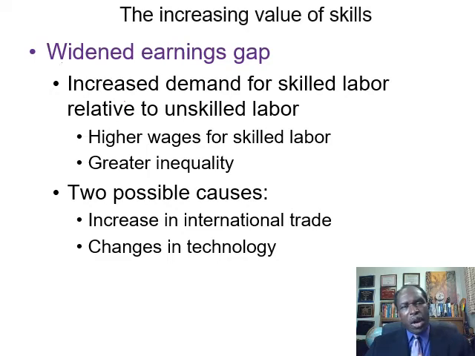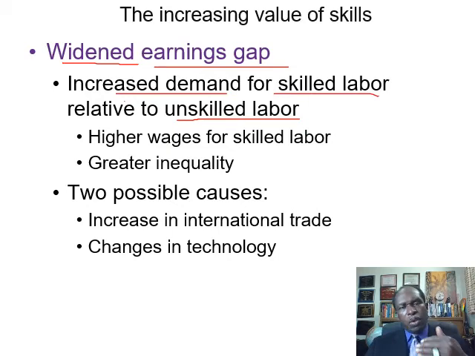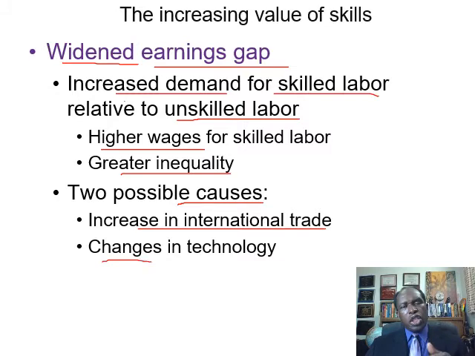So the widening earning gap can be explained by the increased demand for skilled workers, the ones with education, relative to unskilled workers, the ones without education. The skilled workers get paid higher wages, and this will lead to greater inequality. Well, there are two possible causes. Increased international trade: there is more trade between countries now than before. Also changes in technology, because of the internet and technological innovation.